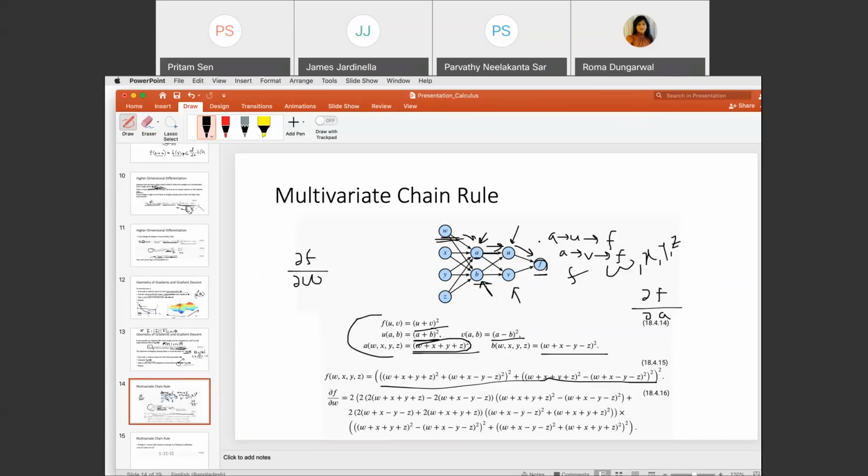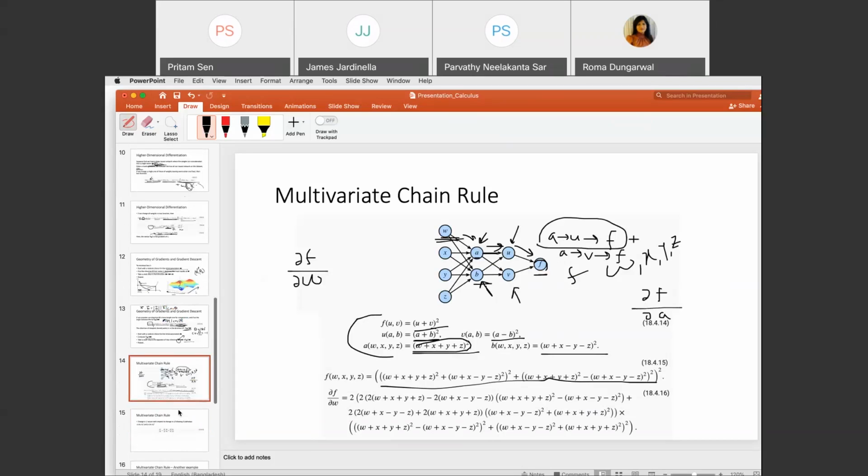That means we need to calculate this one and add this together. So we already showed it in the chain rule section. We can use the same formula here. So for the change, if we apply the chain rule, it will be the change in f with respect to u and the change in u with respect to a.